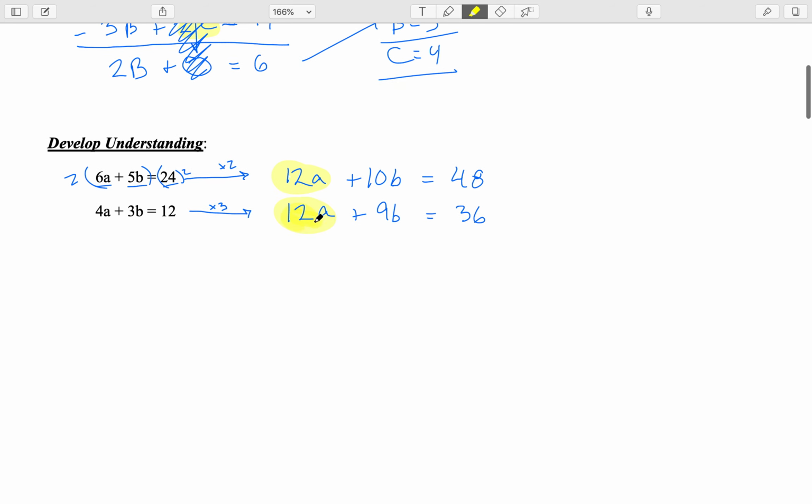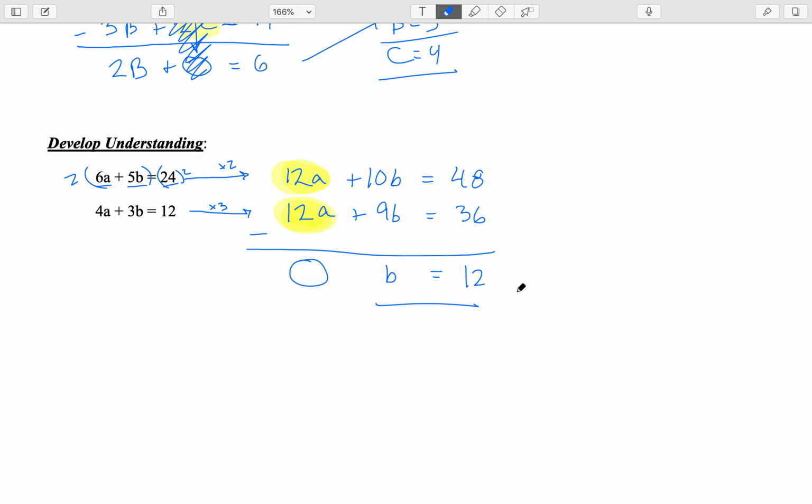Okay, so here's what I'm going to do. I'm going to subtract these two equations. So now I just put a line underneath, and I'm going to subtract. 12a's take away 12a's, 0a's. 10b's take away 9b's is 1b. And 48 take away 36 is 12. So in other words, 1b, or just b, is equal to 12.